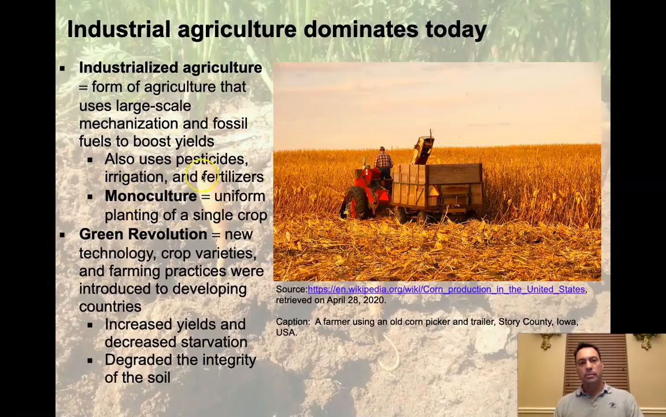So here we see a farmer on an old corn picker and a trailer. This is actually pretty outdated stuff today. Most large companies that are out harvesting corn would use a very different type of corn picking device. But anyways, you can see that even with this older equipment, he's much better off than the old traditional subsistence farmers were, who would come out and pick the corn with their hands. This machine is doing it for him.